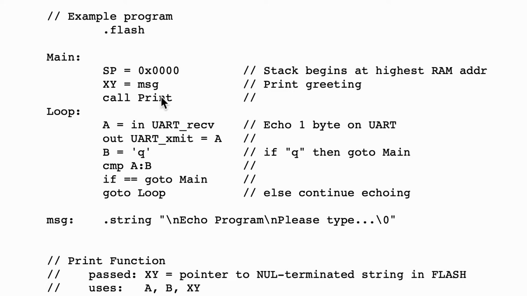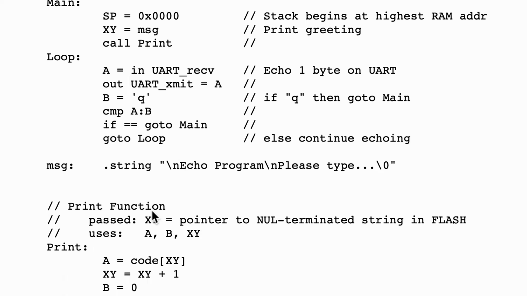Okay, the first thing we do is print the greeting, which is shown by the comment over here, and we will call this print function. Now, just to look ahead, the print function will be passed a pointer in the XY register to a null terminated string in the flash memory, and it will then print it and return.